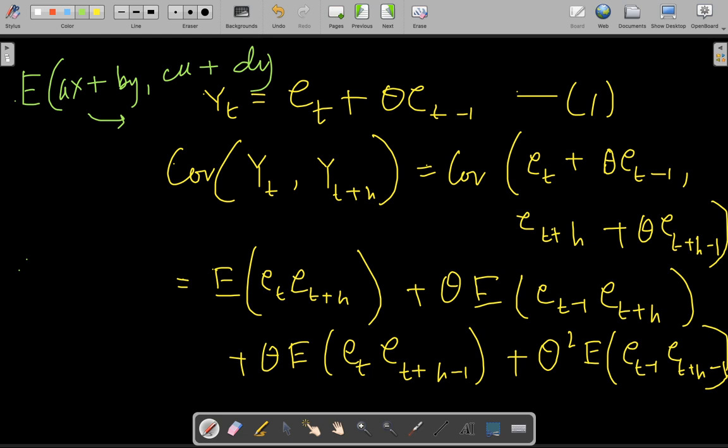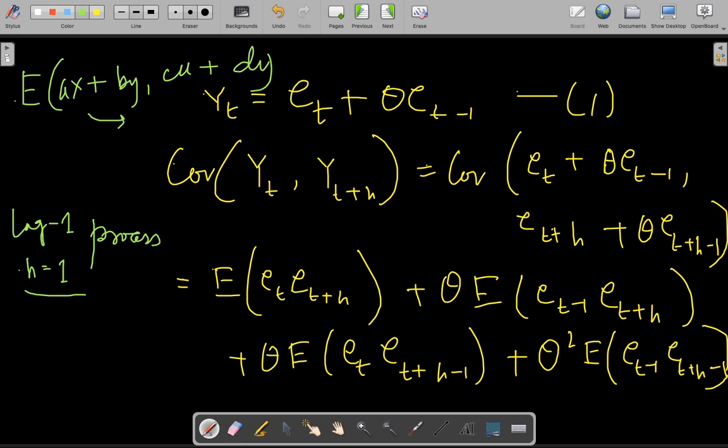So let me now try to replace the value of h with some specific values. Let's say h is equal to 1, which means lag 1. For a lag 1 process, h is equal to 1. So if h is equal to 1, for the first term I get et plus 1. In the second term, et minus 1, et plus 1. The third term, I actually get et and et, because h and minus 1 are cancelling. And the fourth term, again, I get et minus 1 and et.